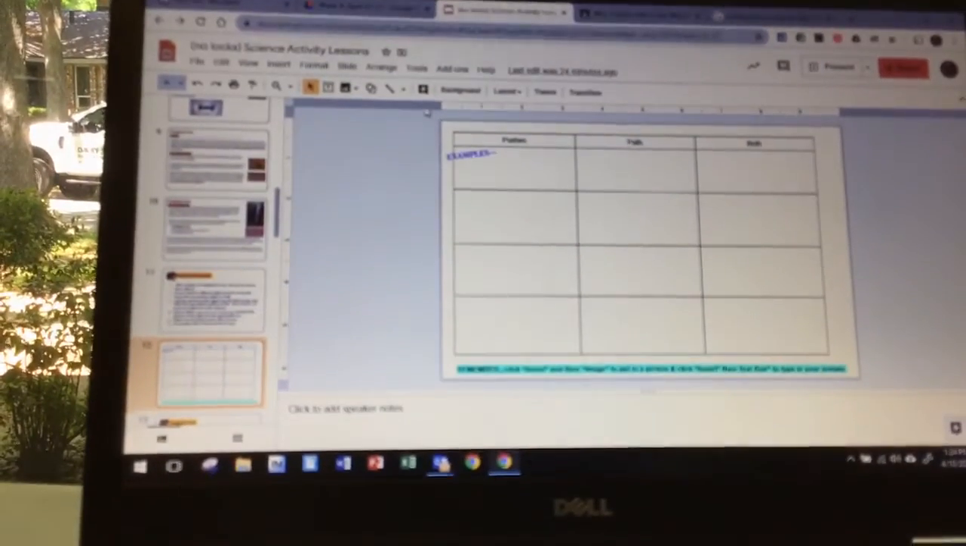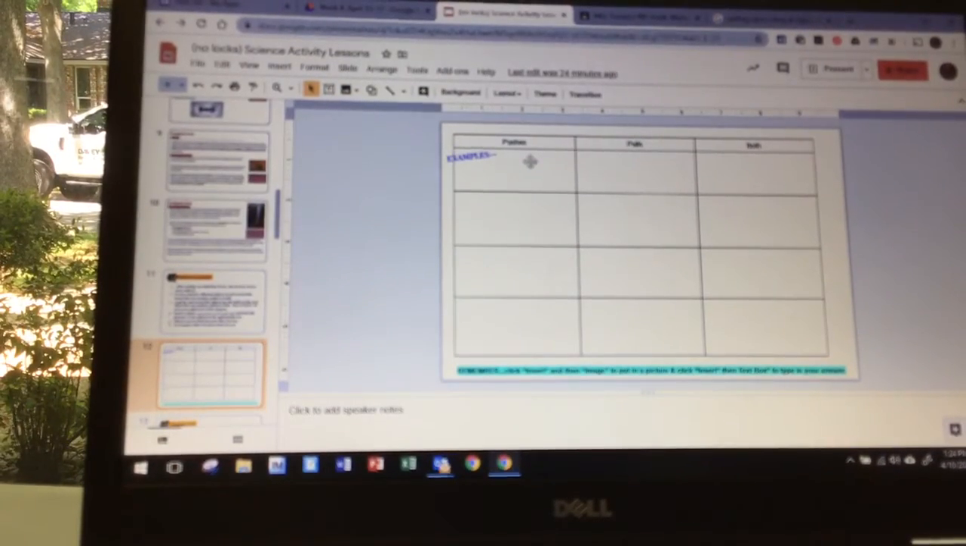So what you're going to do is find different things around the house that push and pull, and I'm going to show you how I want you to put those onto this chart right here, okay? All right, so pushes and pulls. I'm going to put the chair right here.